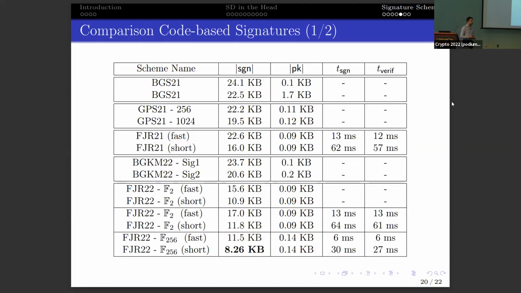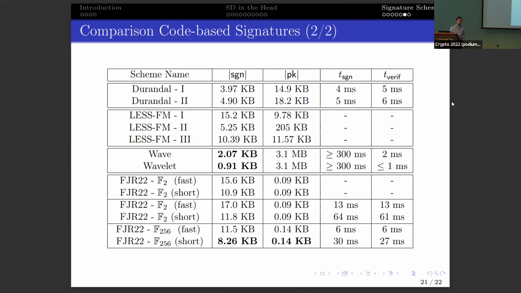Let us compare our scheme with all the former signature schemes built from zero-knowledge proofs. We can observe that our scheme outperforms all the previous ones regarding the size of the signature. We are the first scheme which can produce signatures, using the last variant, with a signature size below the symbolic cap of 10 kilobytes.